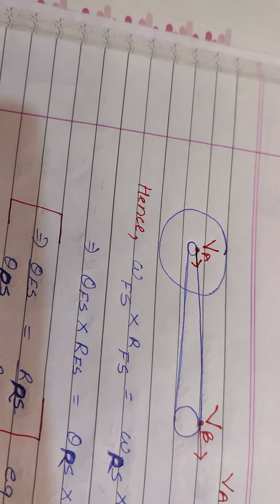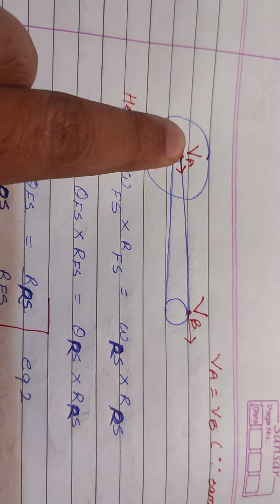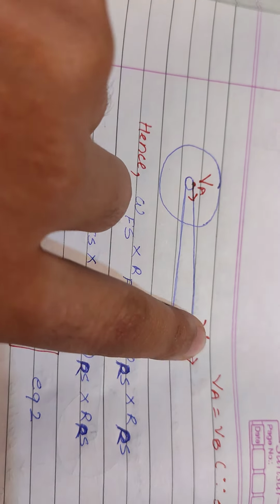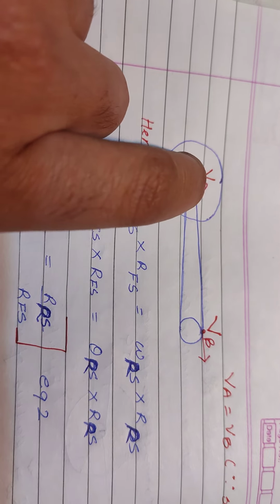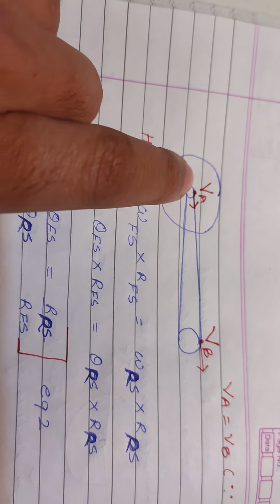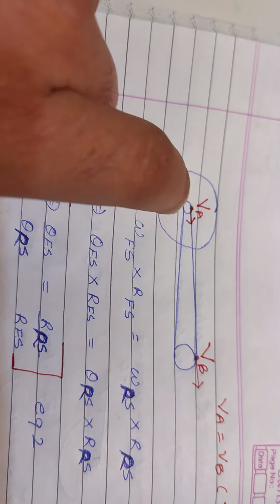So what we are seeing over here is that in this diagram, this is one single chain. Which means the velocity at point A and the velocity at point B must be the same because they are moving together, right? And they are one single system. So the velocity has to be the same.